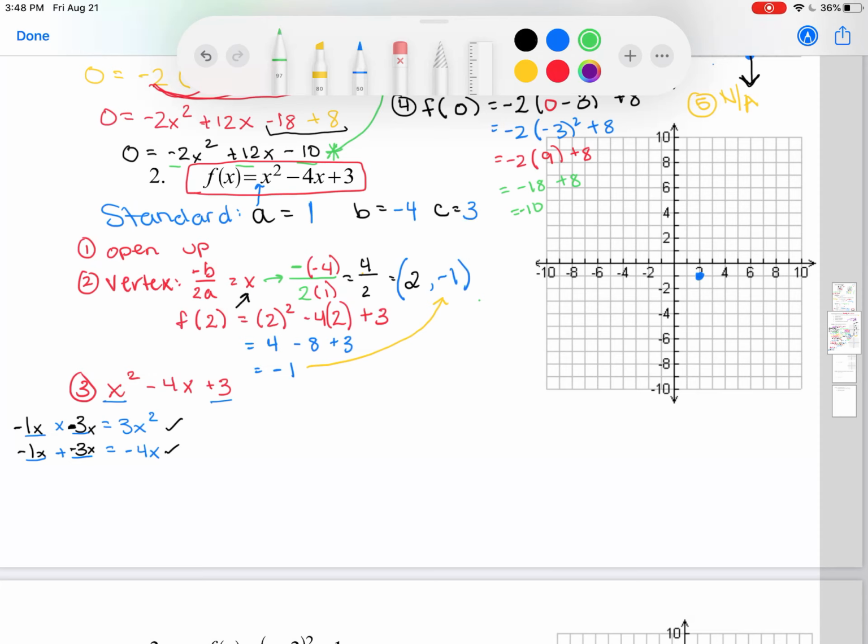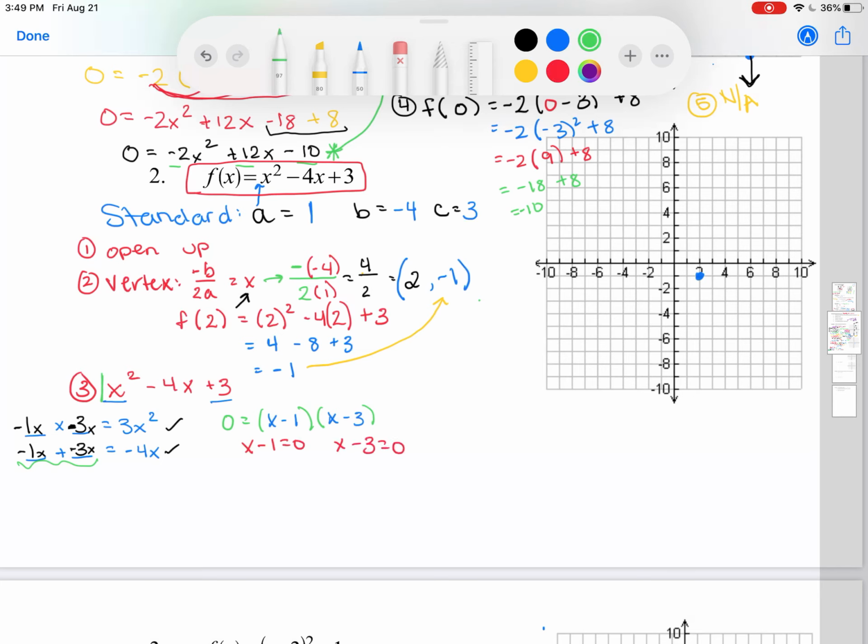Now, I can use that cheat method we used up above, that shorter, easier method, where since I just found these values, and since my a value out front was a 1, I can go straight to my factored or x-intercept form, with my x's first, and then I fill in the two factors I just found, a -1 and a -3. From there, I can set each factor equal to 0. Let's write that one more time.